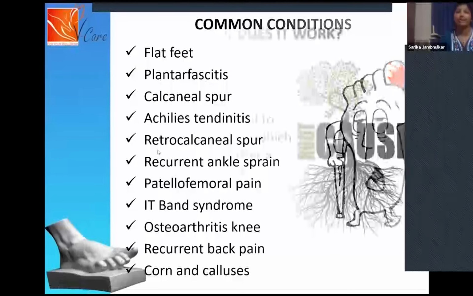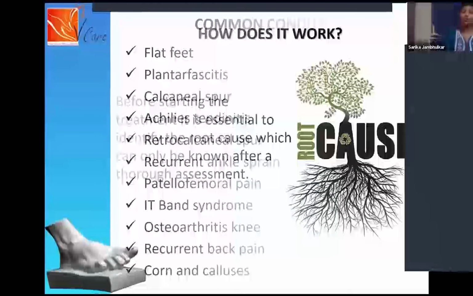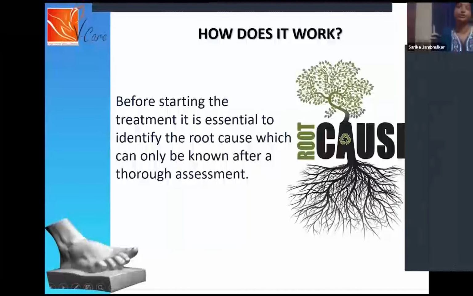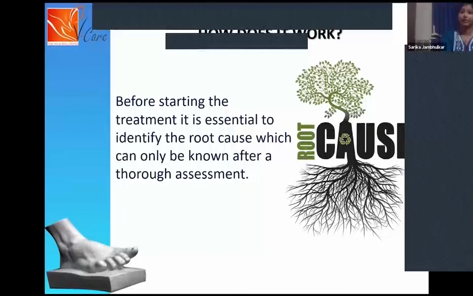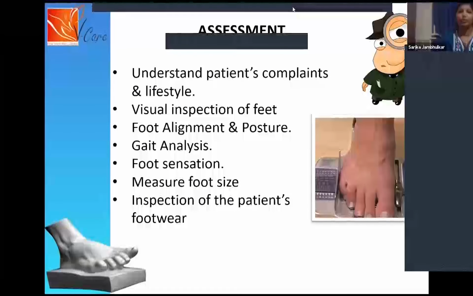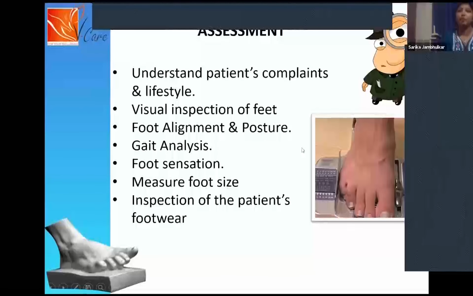So being in podiatry, what we are going to learn is that before starting the treatment, it is very essential to identify the root cause, which can only be known after a thorough assessment. So that is why the assessment in podiatry is very much important. Now, how does this assessment go? I'm giving a quick review of how the podiatry assessment goes.